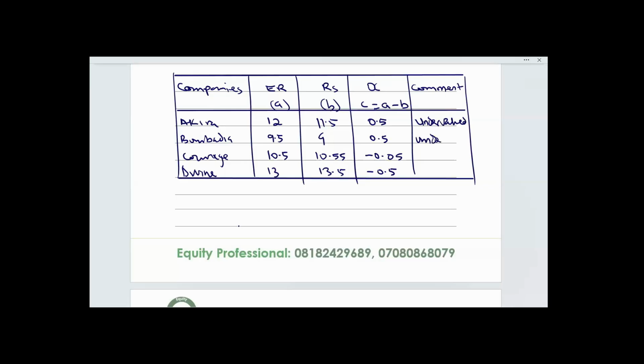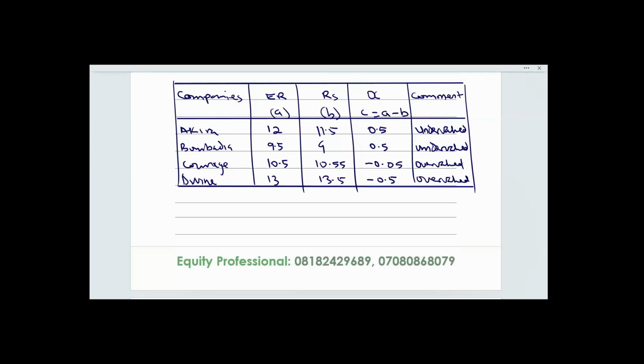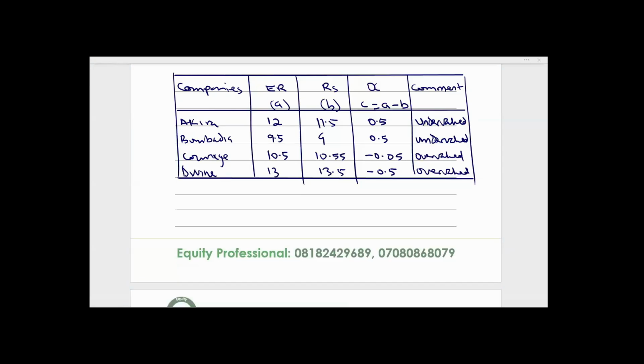Same thing, undervalued. If your alpha is negative, it means it is overvalued. Overvalued. So the examiner is asking you in the question, which of the securities is or are overvalued? You can see bonus 9 marks. It doesn't involve any sweating.